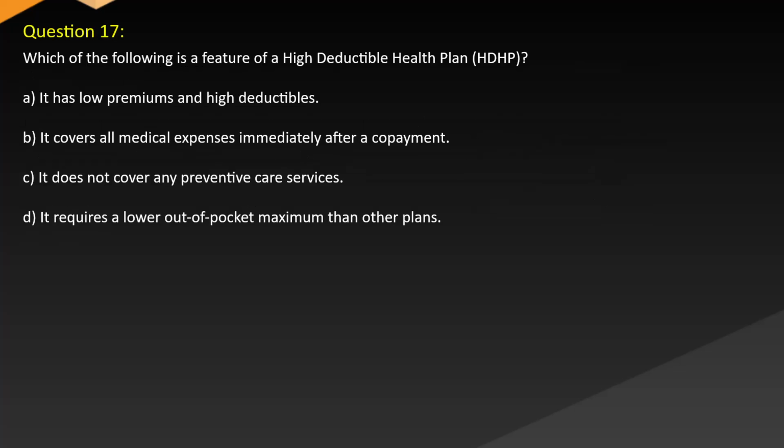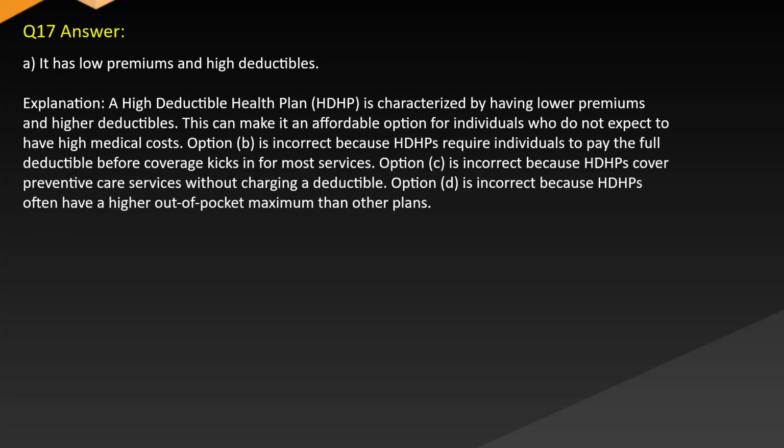Question 17. Which of the following is a feature of a high-deductible health plan (HDHP)? A. It has low premiums and high deductibles. B. It covers all medical expenses immediately after a copayment. C. It does not cover any preventive care services. D. It requires a lower out-of-pocket maximum than other plans. Answer. A. It has low premiums and high deductibles.